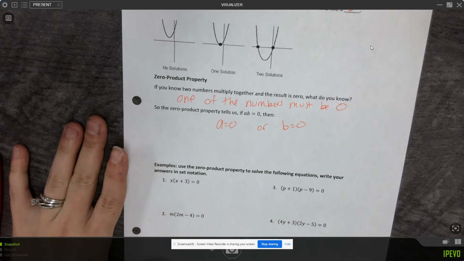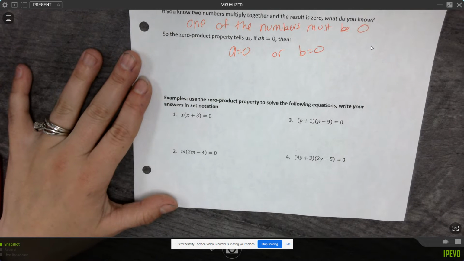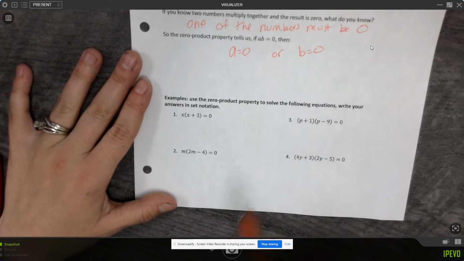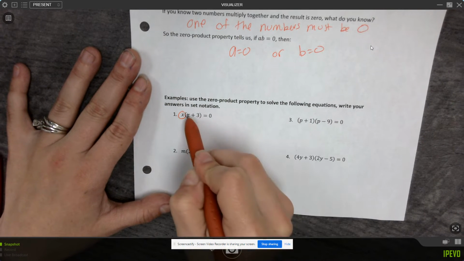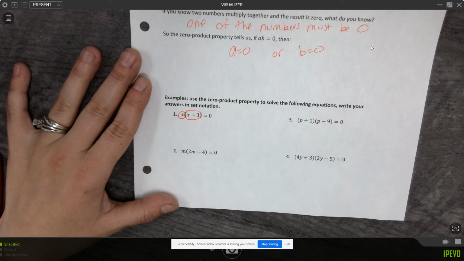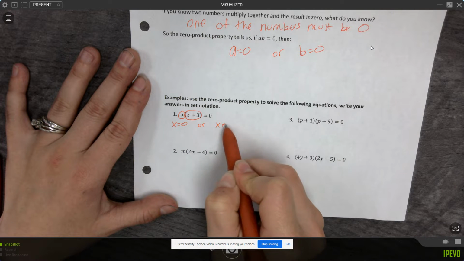So we're going to use the zero product property to solve these first few equations. If I have 2 things being multiplied and I'm equal to 0, then either the first thing equals 0 or the second thing equals 0. So when I look at number 1 and you're going to say, oh, I should distribute. No, that's not what the zero product property is telling us to do. The zero product property says if you have 2 things being multiplied. So in this first example, what are the 2 things being multiplied? X and x plus 3. So either x equals 0 or x plus 3 equals 0.